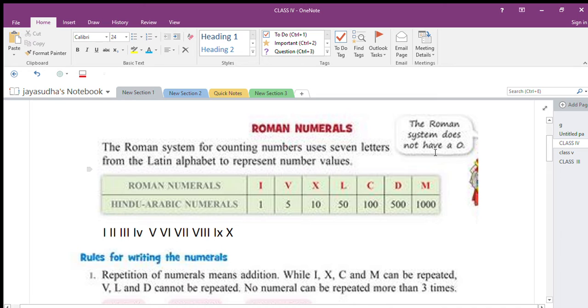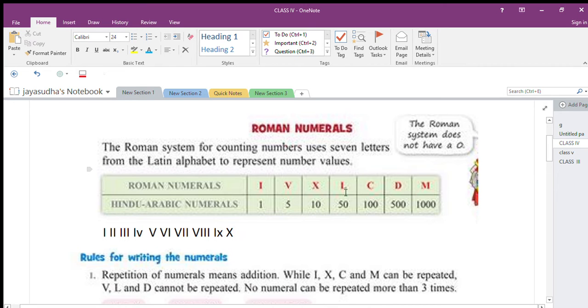The Roman number system does not have a zero. There is no zero in the Roman numerals. Roman numbers start from 1 onwards. There is no zero in the Roman numerals. Are you okay, children? Already you know 1, 5, 10.